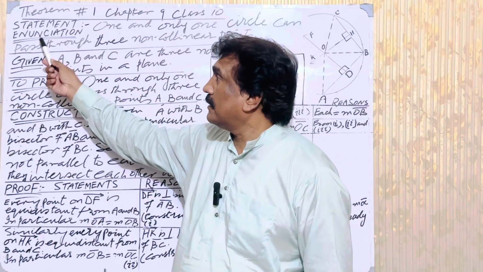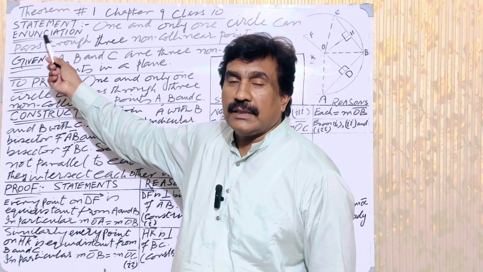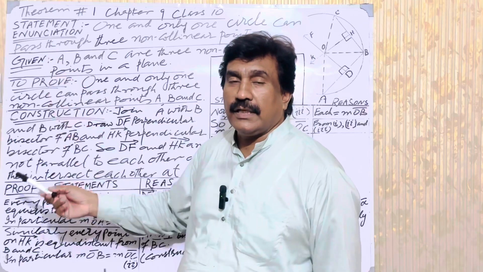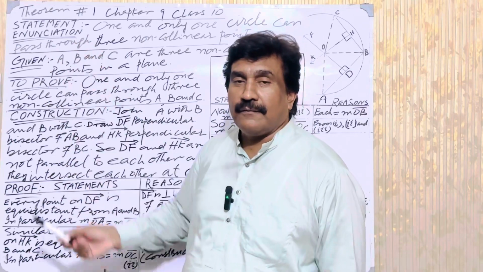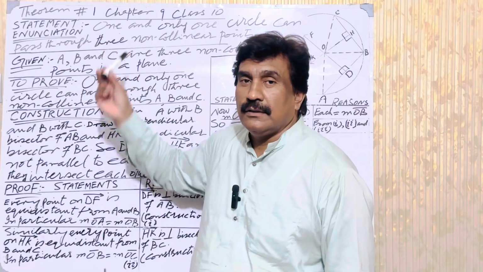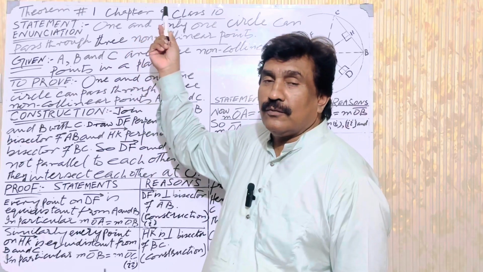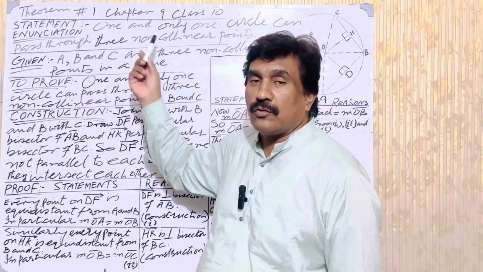Statement, and I have used another word for the statement also, that is enunciation. You can use your dictionary and find out its meanings also. I have explained in the previous video also while I was explaining theorem number 3 of this. Okay, so this is a statement. Now it is written, one and only one circle can pass through three non-collinear points.